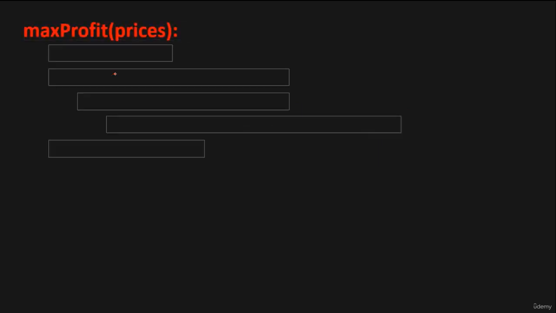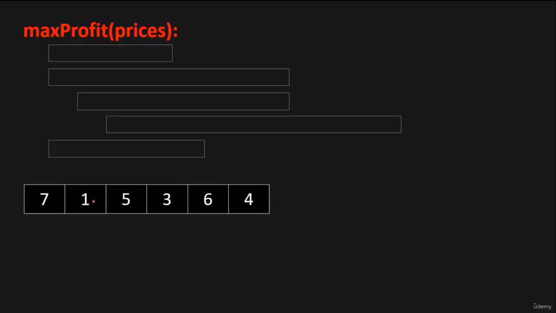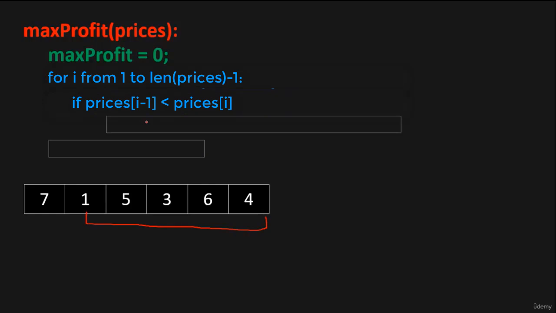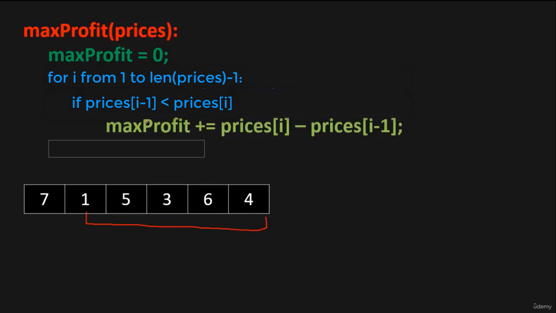First, I'm going to declare a function that takes an array as input. Let's suppose that we're given this array. Then we're going to declare a variable max profit equal to 0. Then we're going to iterate through the given array from the second element to the end. Then we're going to check the previous element and the current element. If the previous element is less than the current element, then we'll calculate our max profit. And here we have 1 and previous 7, so this if condition is false.